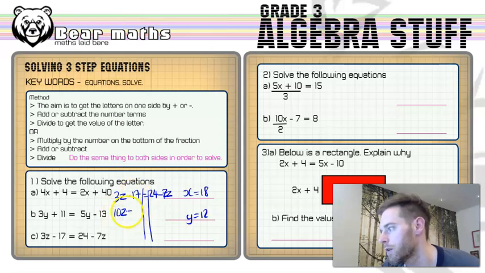Then we've got the minus 17, and that equals 24. So all we've got to do is add the 17 to the 24. It's just a normal two-stepper. So adding 17, you're going to get 41.